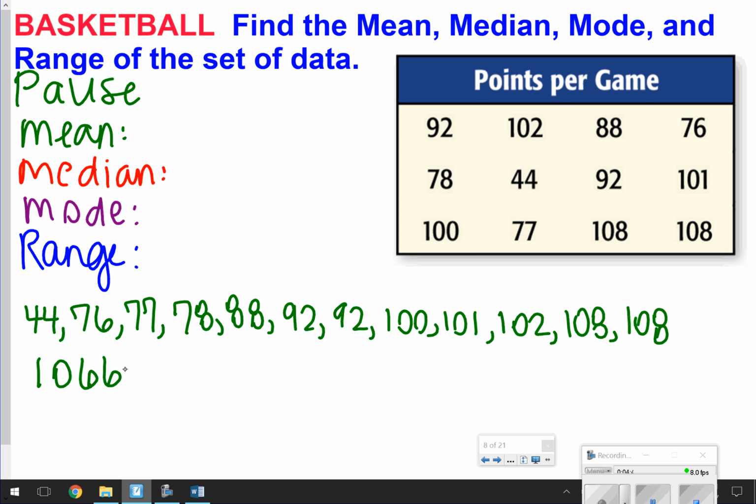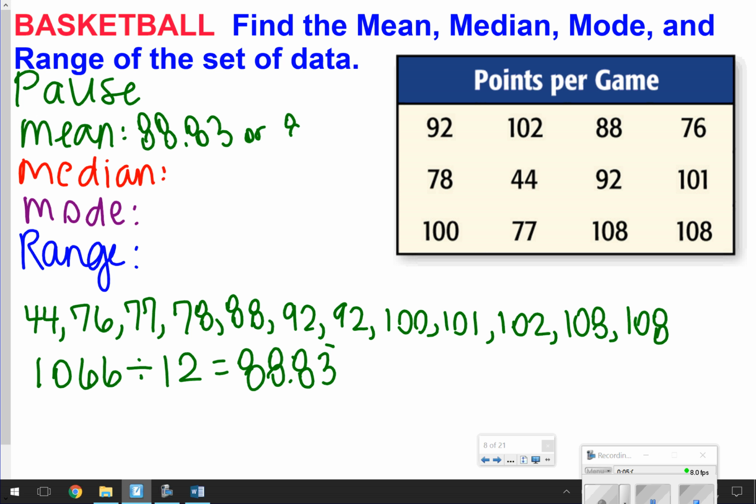Once you have 1,066, you're supposed to divide it by however many numbers there are. Again, in this example, there are 12 numbers. After you divided, you did get a decimal, 88.8, and then that 3 kept repeating. So you can just keep it just like this, or if you wanted to round to the nearest tenth, you could. So I would either accept 88.83 or just 88.8, just because that 3 does not change the 8.